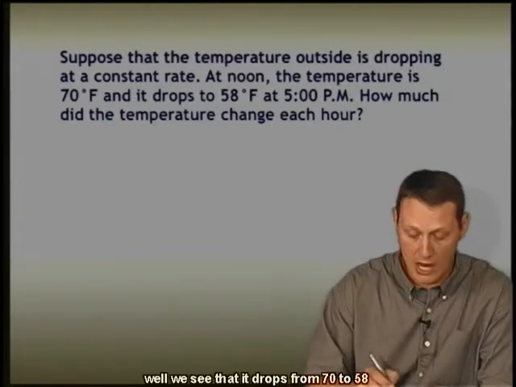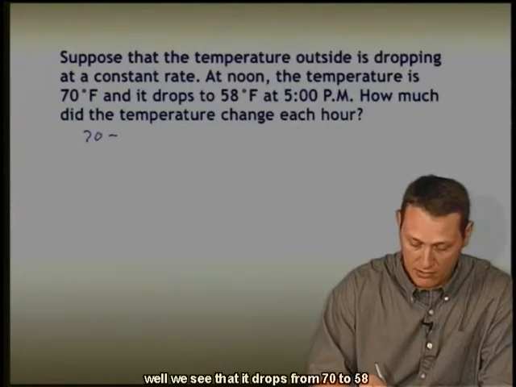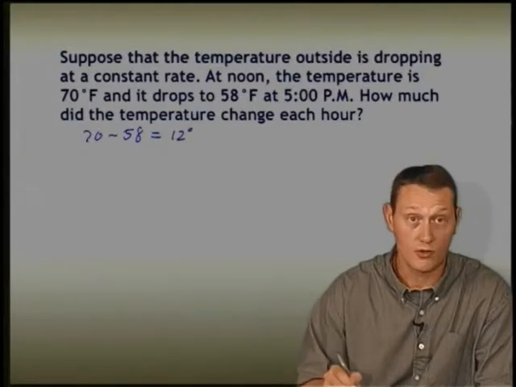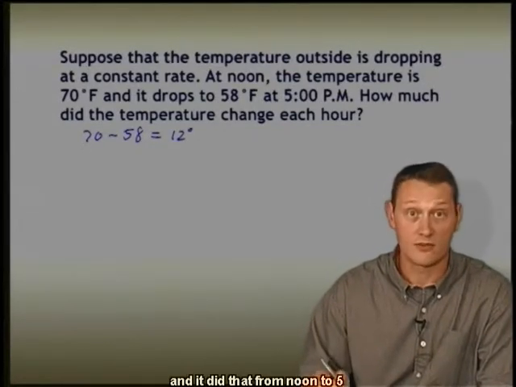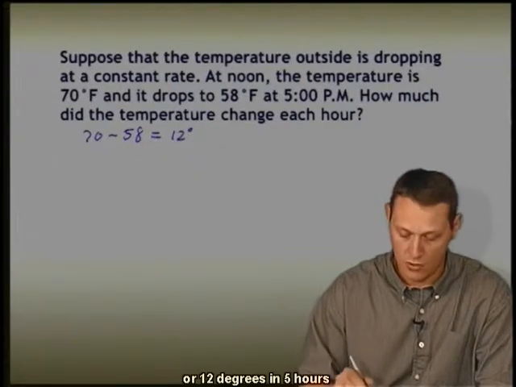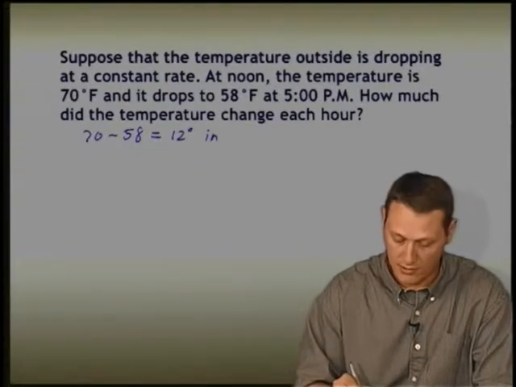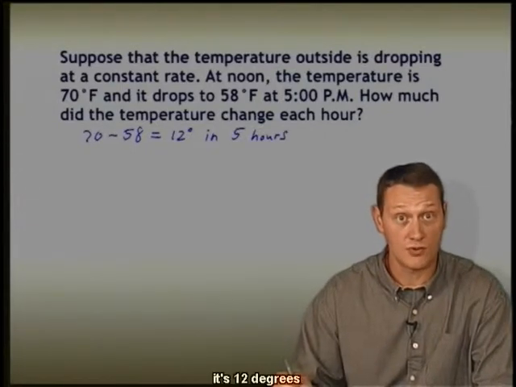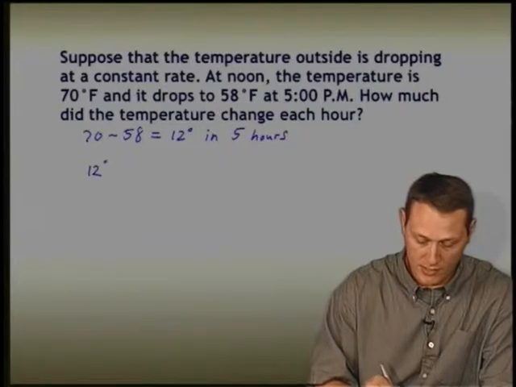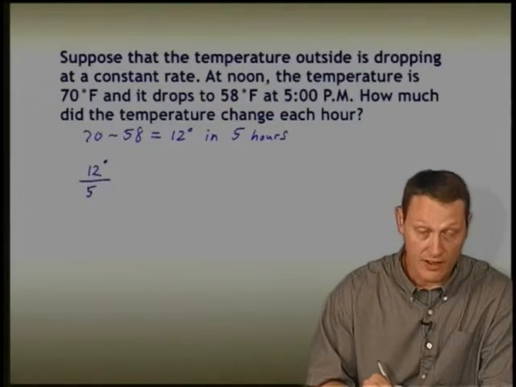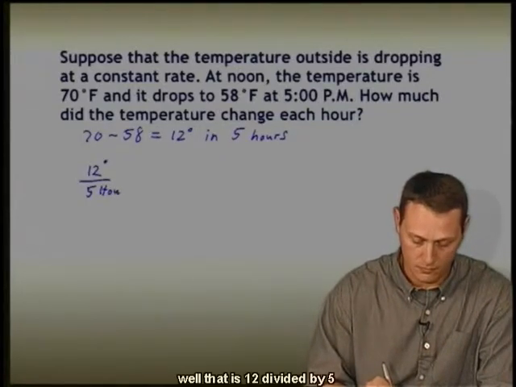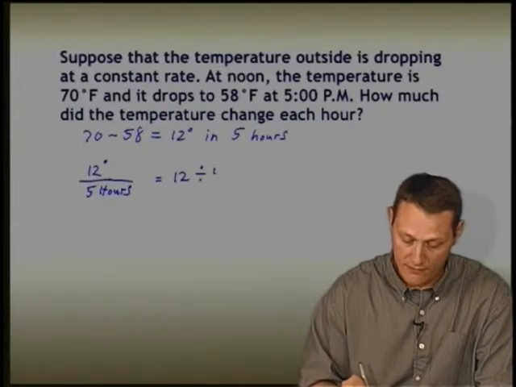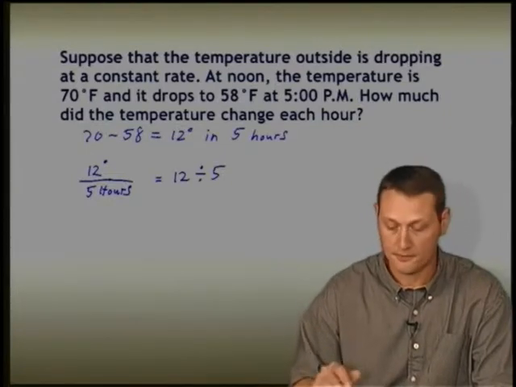Well, we see that it drops from 70 down to 58, or that is, it drops a total of 12 degrees. And it did that from noon to 5, or 12 degrees, in 5 hours. So let's write this as a division problem. It's 12 degrees for every 5 hours, or that is 12 divided by 5. Now let's do that division.